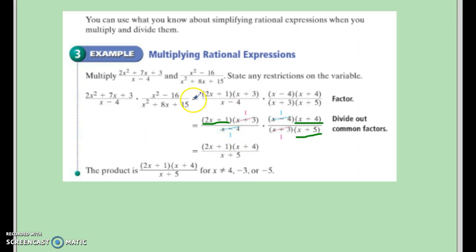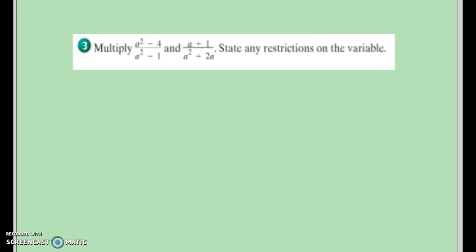But then I can go back up to my very original equations before anything was canceled out, and I can come up with my restrictions. These are the restrictions right here. So I know that x cannot equal 4, because that would make this part 0. x cannot equal negative 3, and x cannot equal negative 5, because those values would all make the denominators 0, which I can't have. So here I want you to go ahead and try this one on your own.